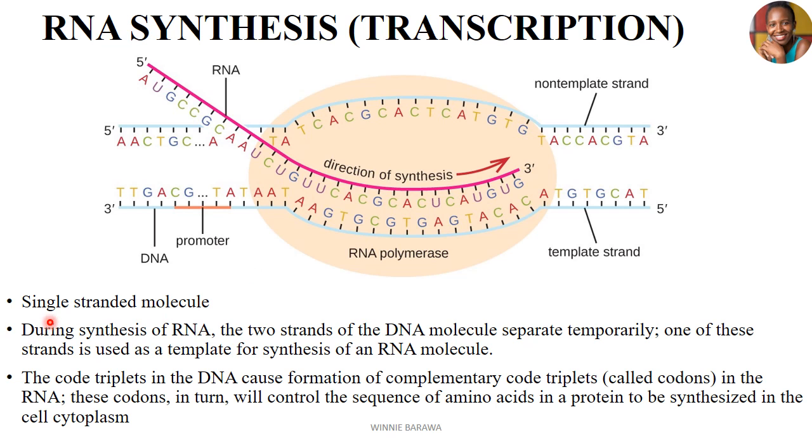To summarize, RNA is a single-stranded molecule, and for us to synthesize the RNA, the 2 strands of the DNA molecule unwind, or separate temporarily. One of these DNA strands is then used for the synthesis of the RNA strand. So here is what has happened. These 2 strands have opened up temporarily, and we are creating a template of the RNA. The RNA creates complementary code triplets, the codons, from the code triplets of the DNA. These codons in turn help us control the sequence of amino acids in the protein synthesis process that happens now in the cell membrane.